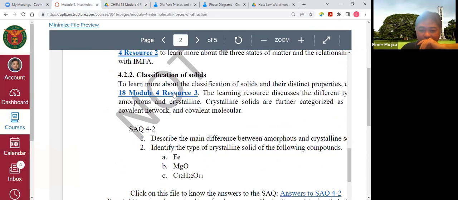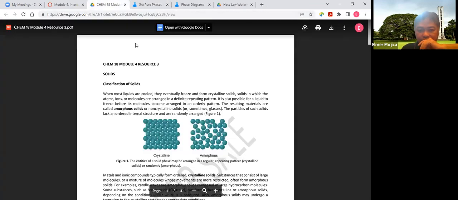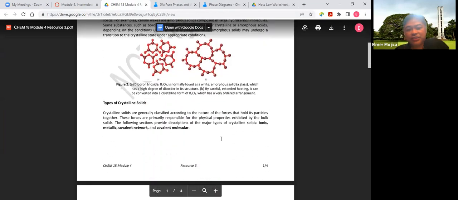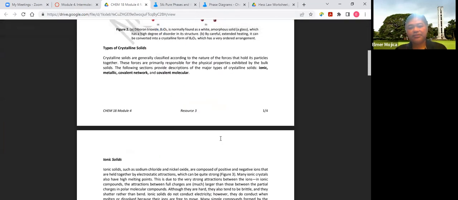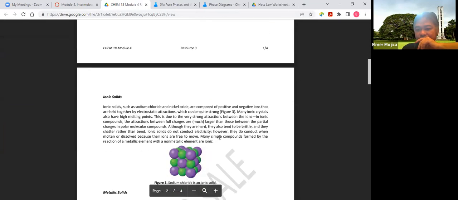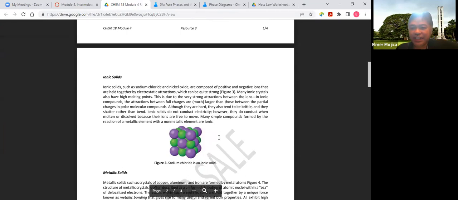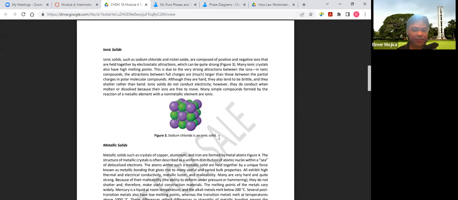Okay? And then you can also go with what we call the classification of solids here. So ano yung classification ng solids na meron tayo? Metallic, ionic, covalent network, and covalent molecular. So if you have an ionic, meron kang cation tsaka anion. So usually, they have their own properties. Okay? So ionic solids, usually, they have high melting point, high boiling point. They're brittle. They don't conduct electricity unless you dissolve them in water.